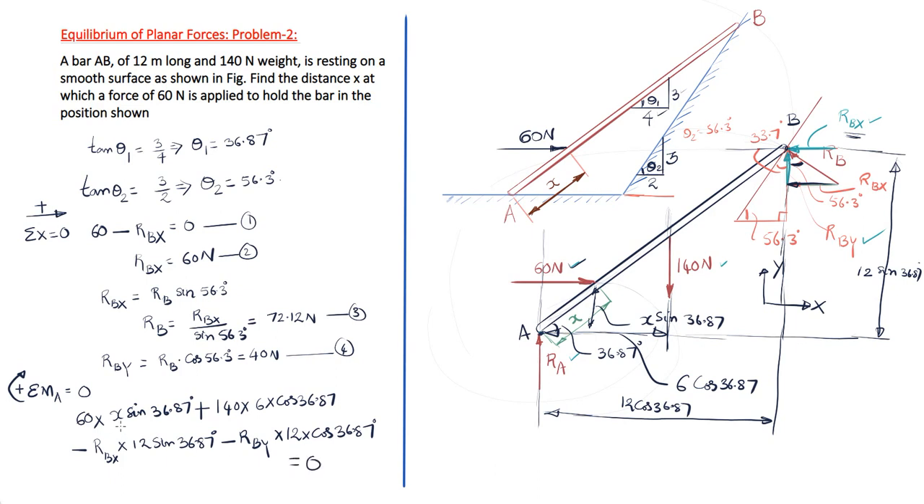Now there is only one unknown in this equation, because RBX we have already calculated. RBX is 60 Newton, RBY is 40 Newton. So we can substitute those values into this equation and find out the unknown value x. If we calculate like that, x will be equal to 4 meter. This is the required answer.